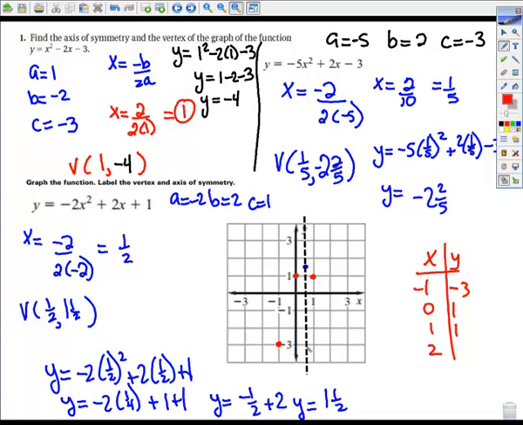And now technically that's 1.5 away from the vertex, so if I go 1.5 away, that should give me the same answer right here. It's equidistant. And I'm going to say that that's enough to get me a pretty good looking parabola. So there's the graph of that one.